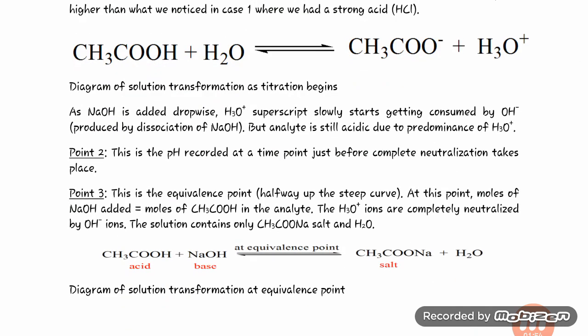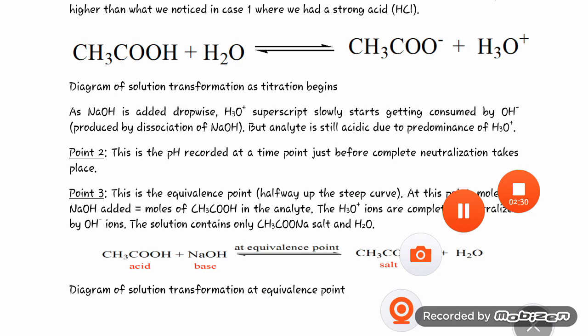So you can see CH3COOH plus H2O gives CH3COO minus plus H3O plus. In this, as NaOH is added dropwise, H3O plus slowly starts getting consumed by OH minus. But the analyte is still acidic due to the predominance of H3O plus. Next point, this is the pH recorded at the time point just before complete neutralization takes place.